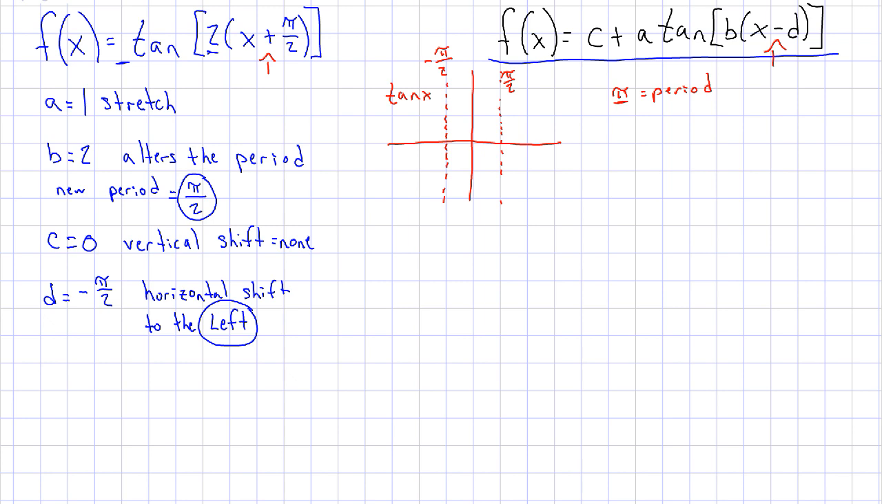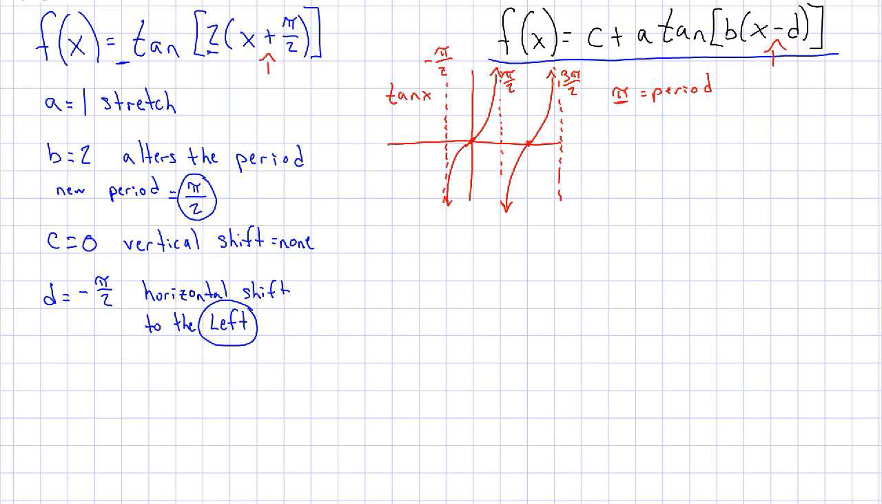So my next asymptote here is going to be pi over 2 plus pi. So 3 pi over 2, and so on. And then the tangent function itself approaches this from the bottom. It does go through the origin, and then it goes up towards infinity. So this is what the base tangent of x looks like.